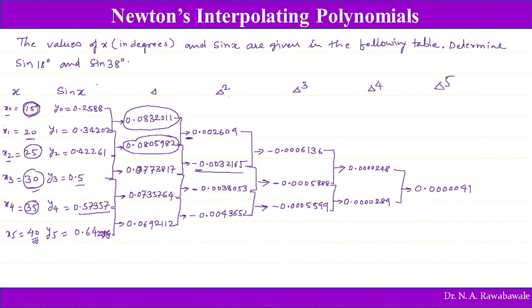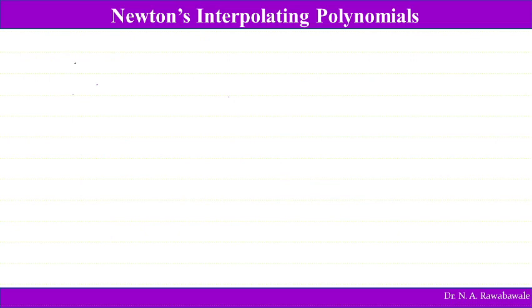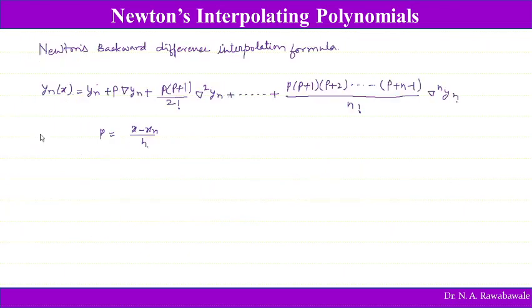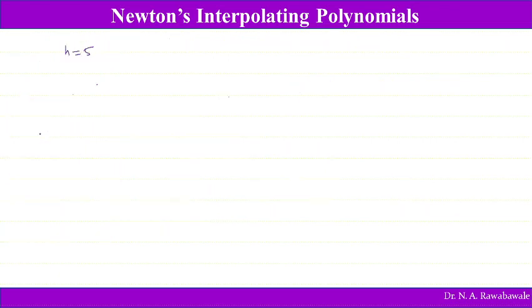So how to get this, that we will see. Before moving to this, we must know the values of h, x naught and xn. Here in this problem, h is equal to 5. How is h equal to 5? If we see, the difference between x naught and x1 is 5, x1 and x2 is 5, so that is called h. Then the x naught value is 15 and the xn value is 40.